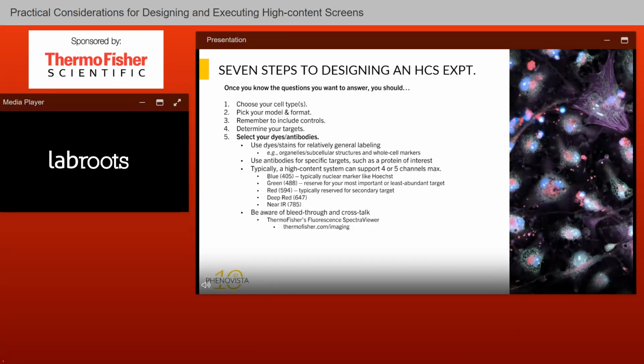Yep, dyes and antibodies. Dyes are great, a lot easier to use than antibodies, but there's far fewer dyes available compared with antibodies. Typically, most systems are 4-channel, going from Hoechst in blue through to deep red and 647. Thermo have their systems, which we use as part of our offering, along with other manufacturers. They actually have a near IR, a 785 channel as well, which is a nice additional capability.